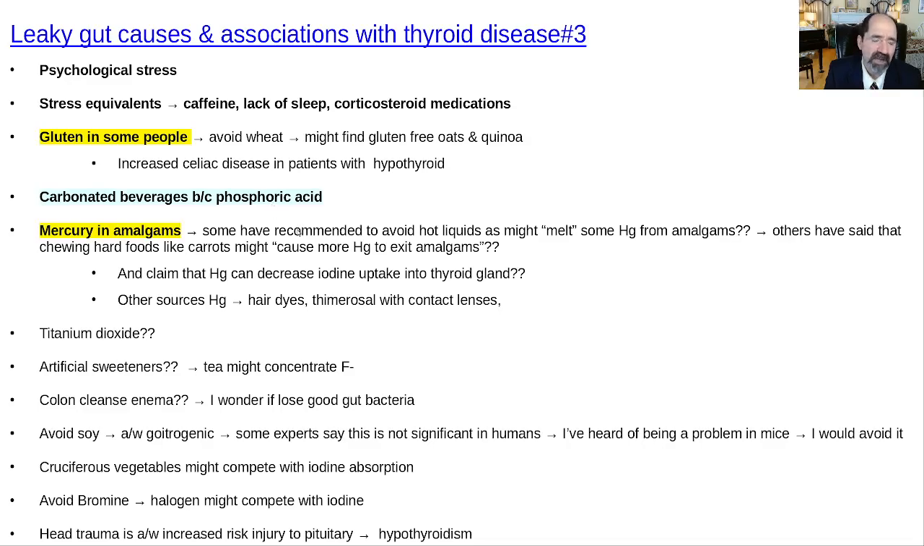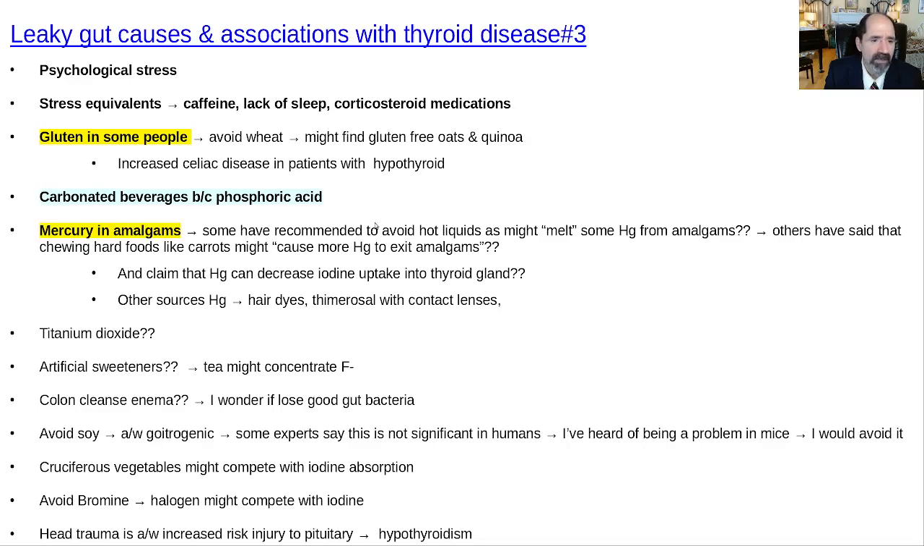I've heard different people say that mercury is significant. Hot liquids might melt some off the top. I don't know if that's really true, but I've heard that. I've heard chewing hard foods might cause a little bit to dislodge from there. Again, I don't know for sure if that's true, but do I avoid both those things? I don't drink anything hot because I don't like hot stuff. I'm talking about temperature, not spiciness. And I don't like necessarily chewing them, even though I used to eat carrots. I don't eat them anymore, but I still think they're great food.